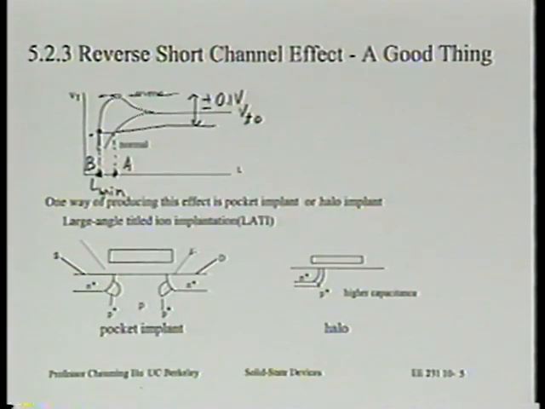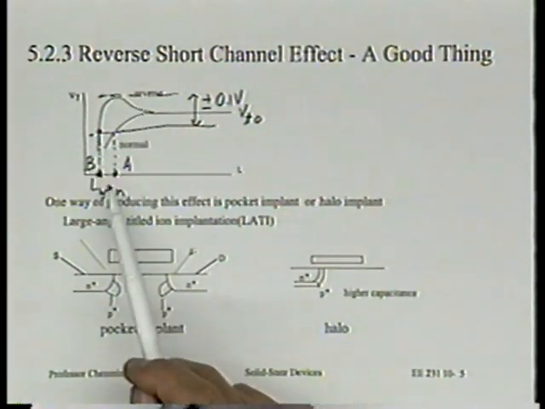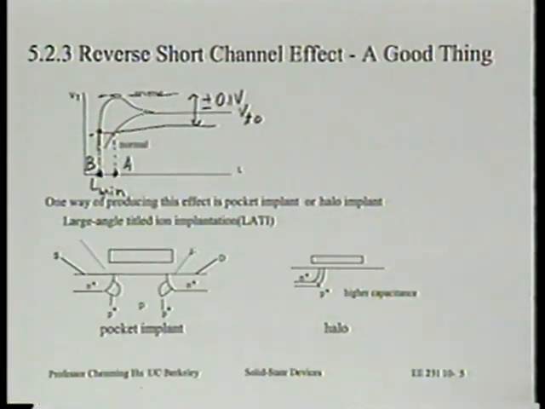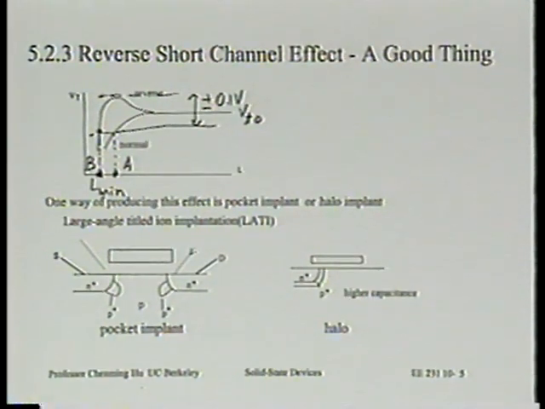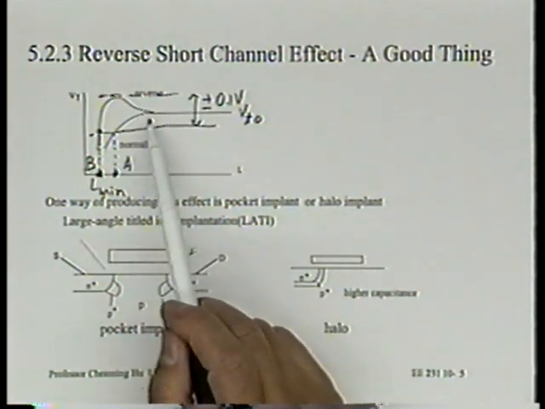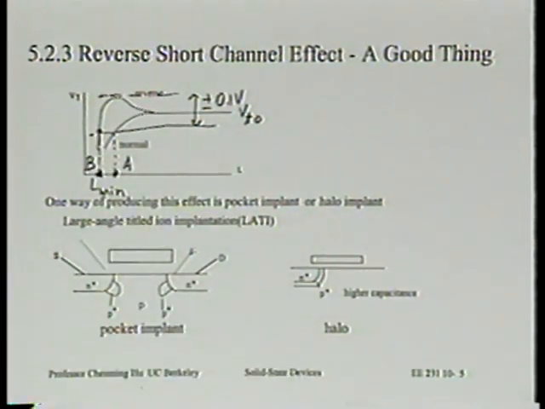You follow? So A would be the L min with the usual VT roll off that we have discussed so far. We discussed in the last lecture, right? That will give you A as the minimum channel length you can use. But if you can create a situation where the VT first rises up a little bit, then drops, you could end up with a shorter channel length B as being acceptable for circuit design or for use in the technology. Is that right? Okay. It's for this reason it's a good thing. All right?